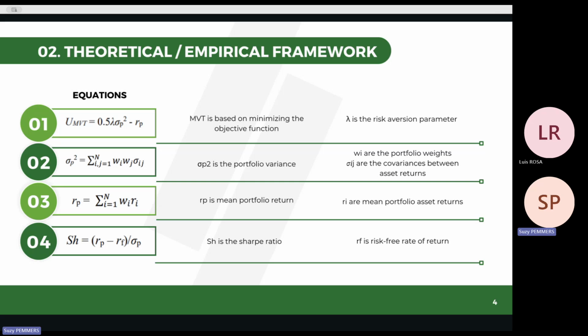As you can see on the slide, we have a lot of different parameters that have been explained. For example, lambda is the risk aversion parameter, and R are mean portfolio asset returns. But I'm not going to go into all details of the parameters because there are lots and everything is on the slide.